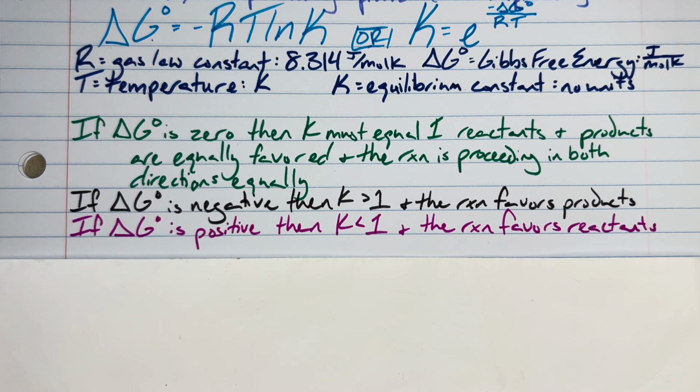And finally, if my delta G value is positive, then that means that my K value is going to be very small, less than 1. Basically what this means is that if my reaction is not thermodynamically favorable, then I am not going to be proceeding toward products very much at all. And so I'm going to mostly have reactants, and so my K value will be less than 1.